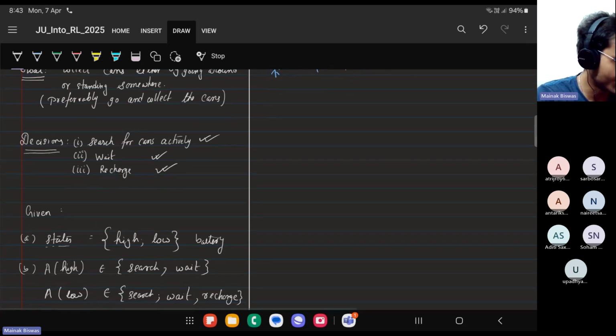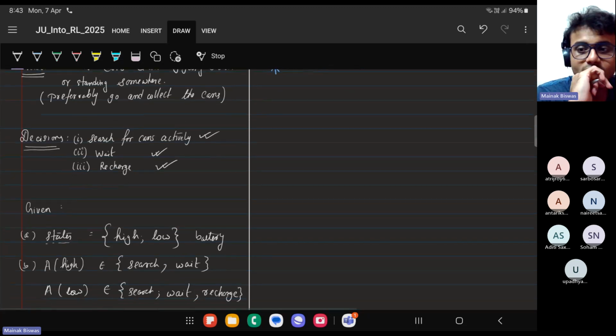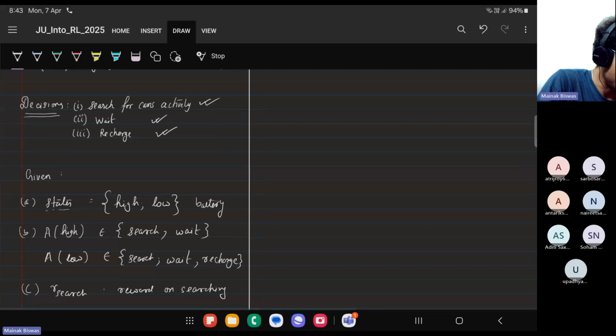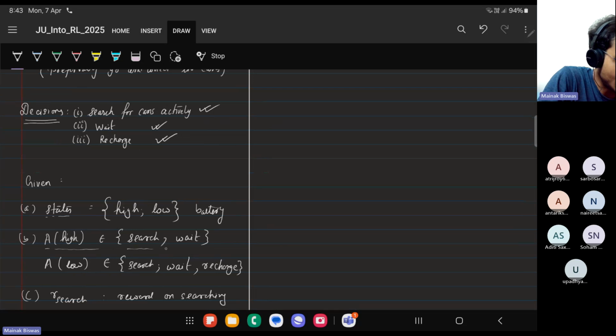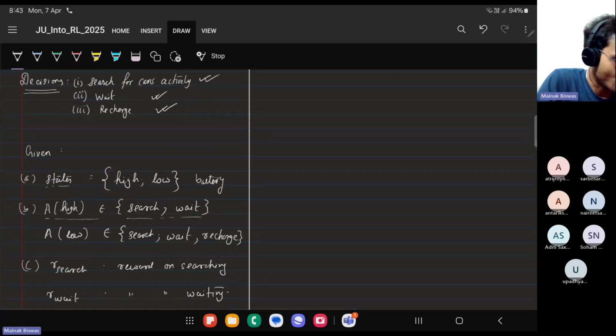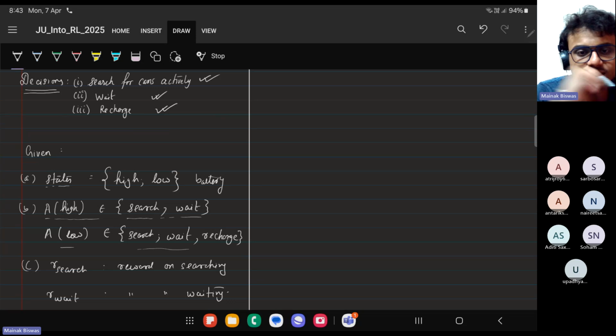Fine. What is given to you? It's given to you that the robot can be in two states, right? One state is high battery, the other state is low battery. Now, for every state, there can be a set of actions, right? So for high, the two actions are search and wait. For low, it can be search, wait, or recharge, because it doesn't make sense to recharge when it's already high. So you will consider recharging only when your battery is low.